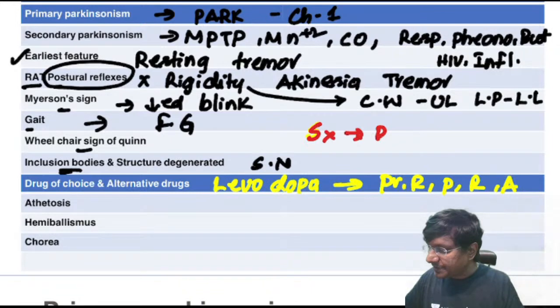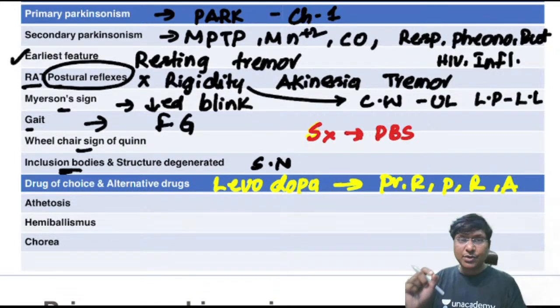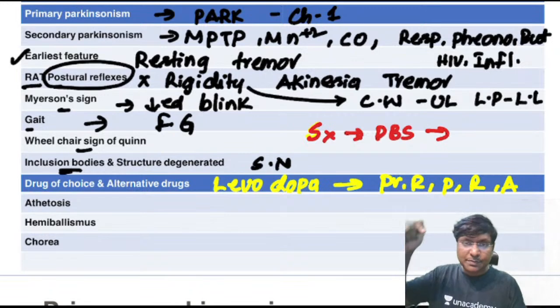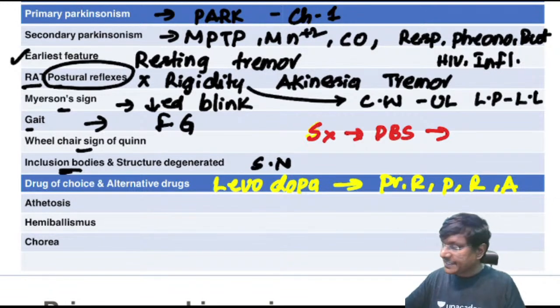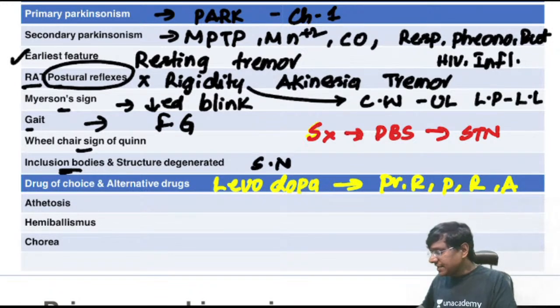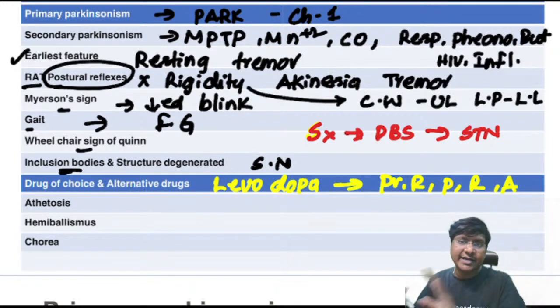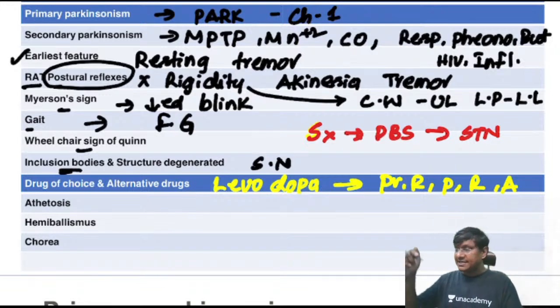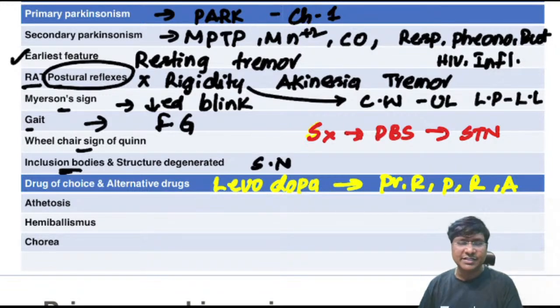Surgical treatment will be deep brain stimulation. Now whenever you are doing deep brain stimulation, where will you place the electrode? The electrode has to be placed within the subthalamic nucleus or within the globus pallidus. Why is that? Because the substantia nigra is completely degenerated in Parkinsonism, so placing it in the substantia nigra will be of no use. So you have to place that electrode within the subthalamic nucleus or within the globus pallidus.